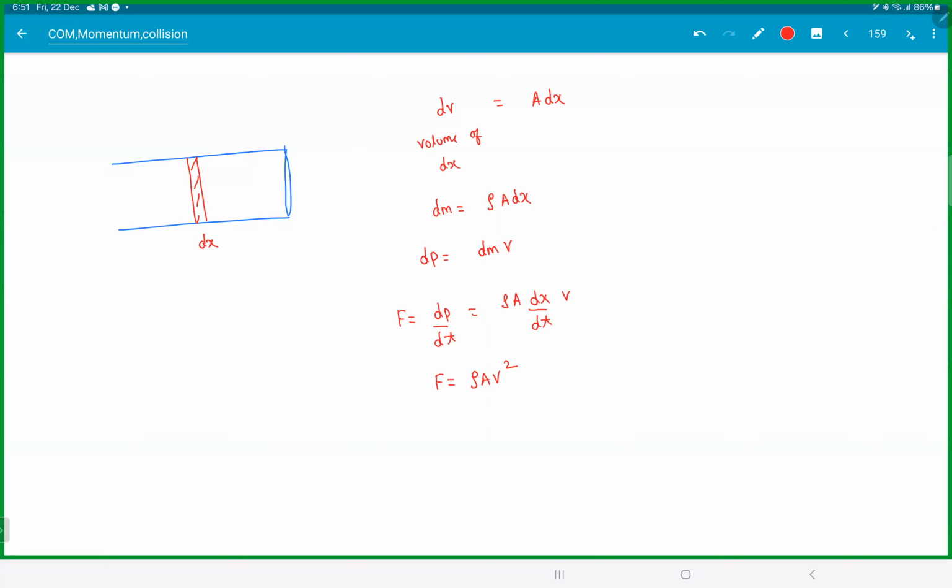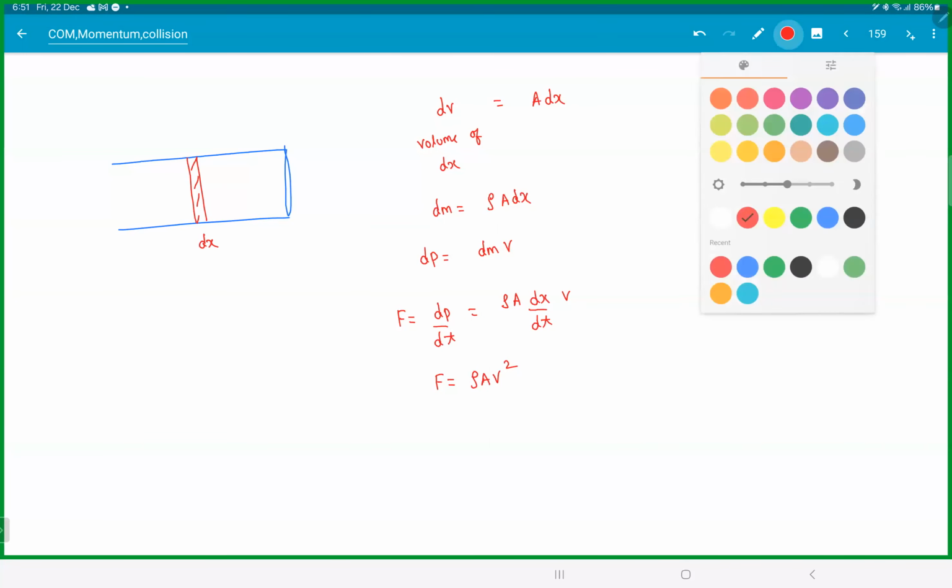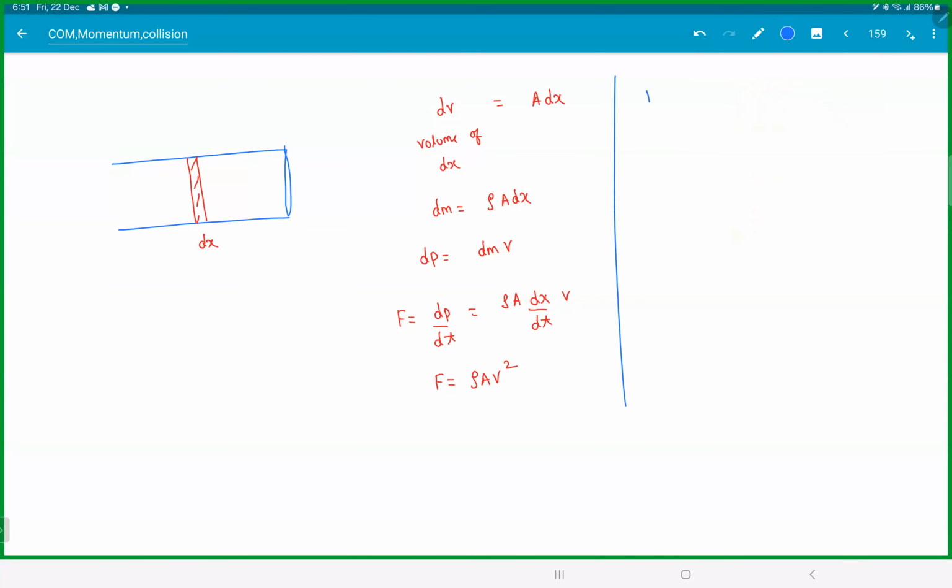So when you hit a wall with speed v, it exerts a force of rho A v square, meaning double the speed, force becomes 4 times. Now same thing, power is nothing but rate of change of energy. So here energy is half dm v square by dt. This would be half rho A dx by dt into v square, half rho A v cube.